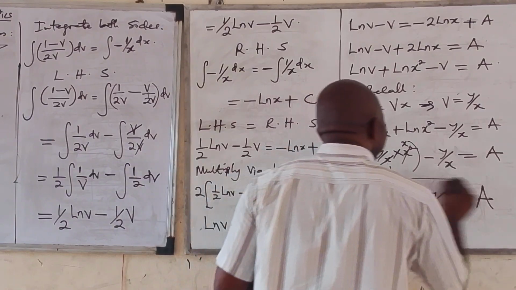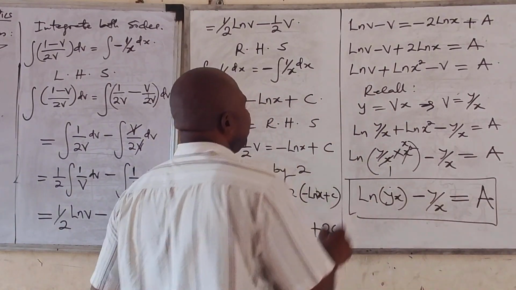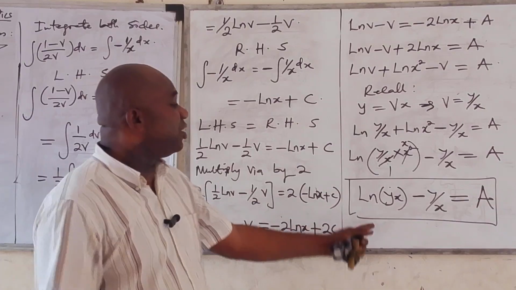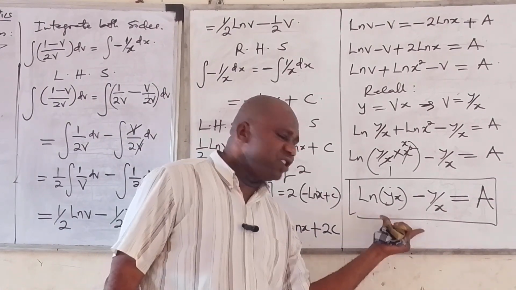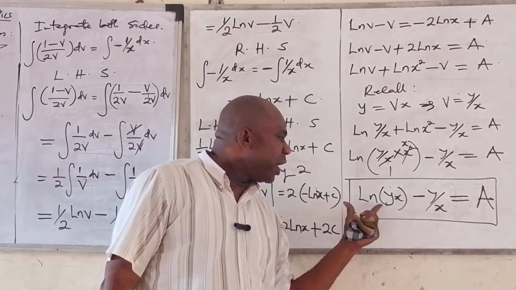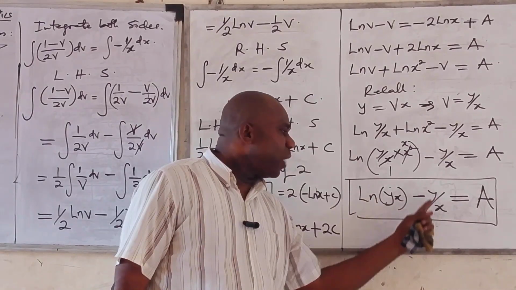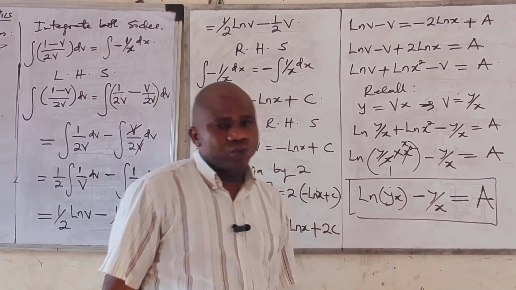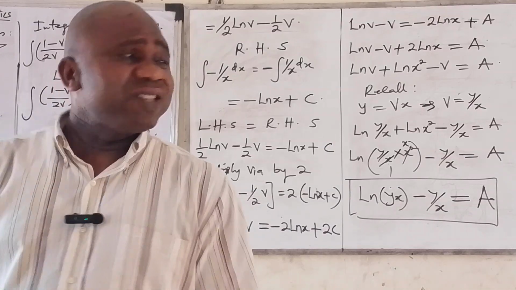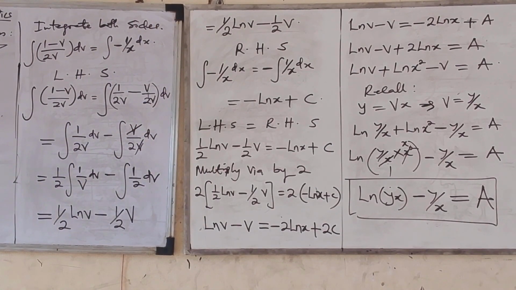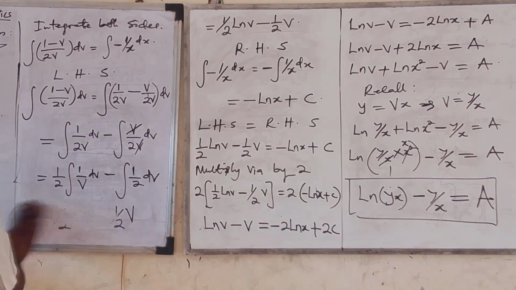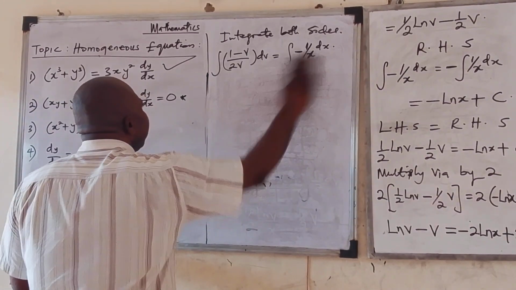So this is the equation. Here we can also express it in other forms, but here we have ln yx minus y all over x is equal to a. Yes, so that's the solution to question number 2. Now let's look at question number 3.